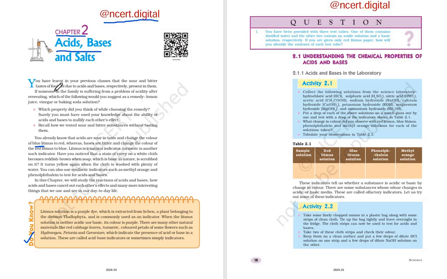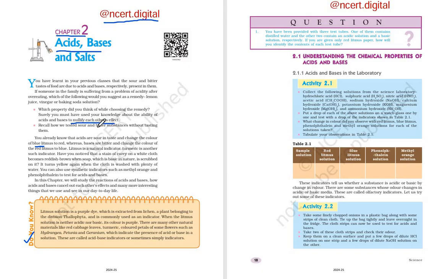You have learned in your previous classes that the sour and bitter tastes of food are due to acids and bases, respectively, present in them. If someone in the family is suffering from a problem of acidity after overeating, which of the following would you suggest is a remedy? Lemon juice, vinegar, or baking soda solution? Which property did you think of while choosing the remedy? Surely you must have used your knowledge about the ability of acids and bases to nullify each other's effect.